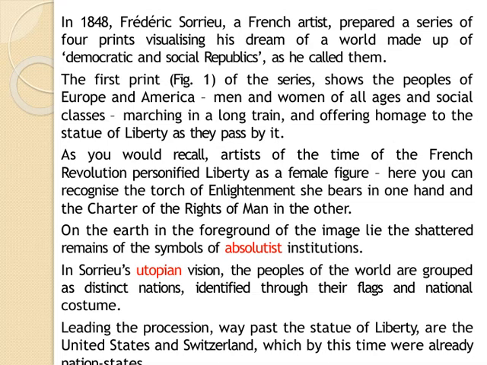In 1848, the French artist Frédéric Sorrieu created a series of 4 prints that depicted his vision of a world made up of democratic and social republics. Today, we're focusing on the first print in that series. You can see here how he visualized the idea of unity and liberty spreading across the world.